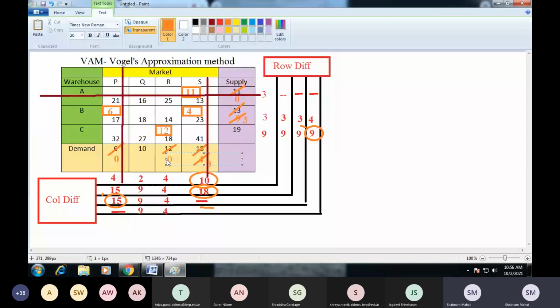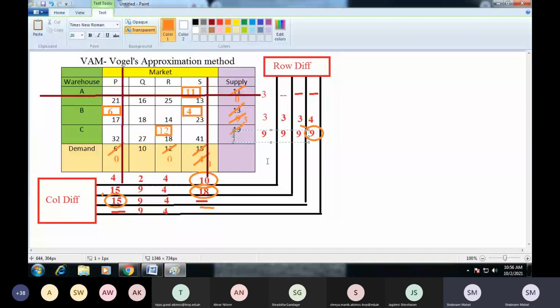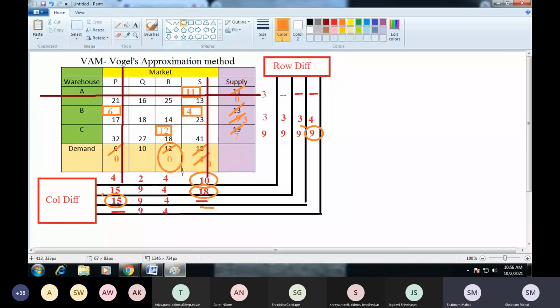Why? Because I fulfill all the demand which is needed for market R. Okay, now from where do we provide that demand? From warehouse C. Warehouse C contains a total of 19 items, but out of 19 I provide 12 items. So the remaining items in my warehouse C is only 7. Now, if you fulfill the demand for your R market, then R market is removed from your consideration, so it is not considered for your further allocation. So remove this column from your consideration.